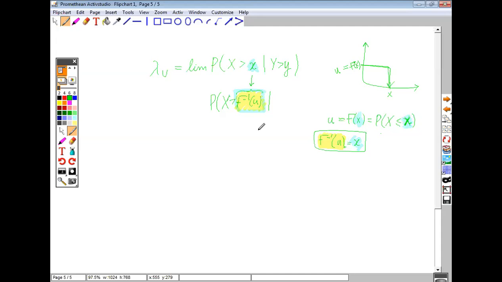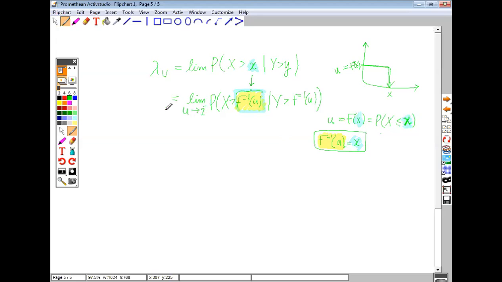So again, what I'm going to do now is write my y as well. I will write my y again, similarly to the way I rewrote my x. So I'm going to write my y greater than f inverse of u. And now I'm going to take limits where I approach u from below.